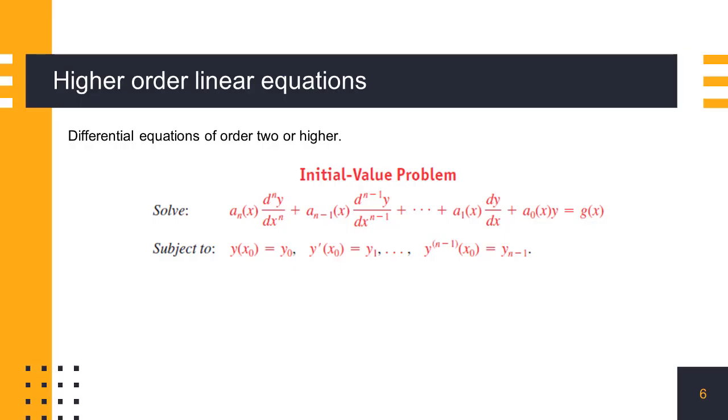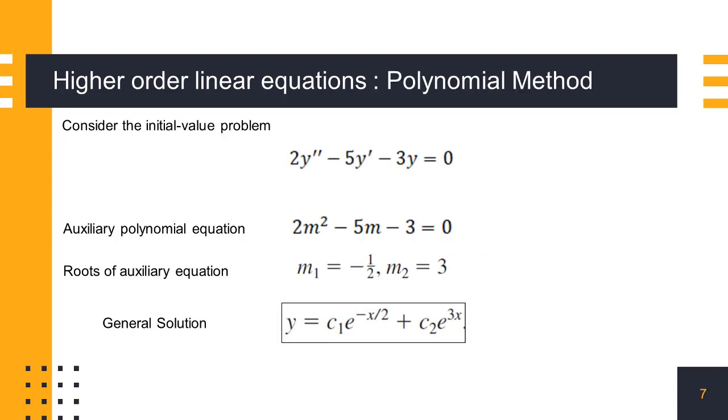Now, we consider nth-order initial value problem. We will consider homogeneous equations, where right-hand side function g is 0. For solving higher-order homogeneous equations, we can use auxiliary equation method. In this method, we form a polynomial equation from the coefficients of the auxiliary equation, and then find the roots of the equation. We can then form the general solution of the differential equation using the roots. Values of the constants can be found from initial conditions. Then we can evaluate the equation and plot the graph.